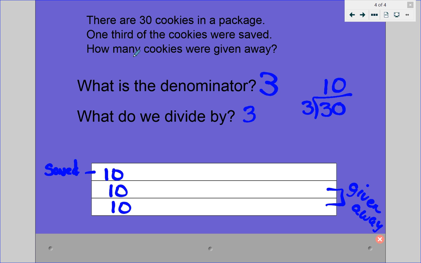So if I asked you how many were given away, well, then I have 10, 20. 20 were given away. How many were saved? 10 were saved. Okay, because 1/3 is saved. 2/3 are given away. Okay, so this is the picture form we want to use when we have a fraction. The denominator tells us what we divide the large number into, and then that gives us our final answer. Okay, so hopefully that gives you a little background as to what we're talking about with the types of problems.